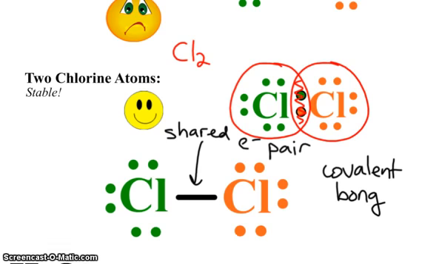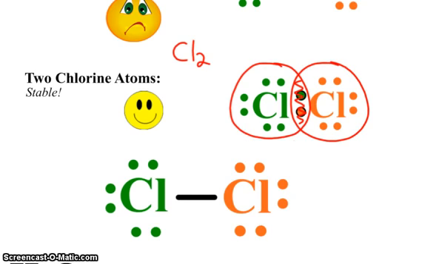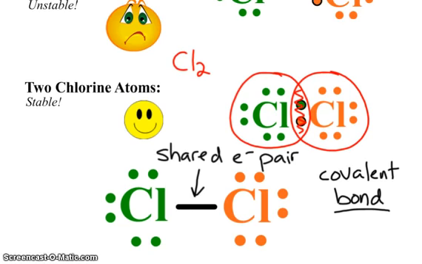Sorry, covalent bond. Yes, covalent bond. And this is a single covalent bond because there is just one shared pair of electrons. Again, this is happening because by sharing this pair of electrons, both of the chlorine atoms are more stable. They're in a greater energy position than if they were by themselves.